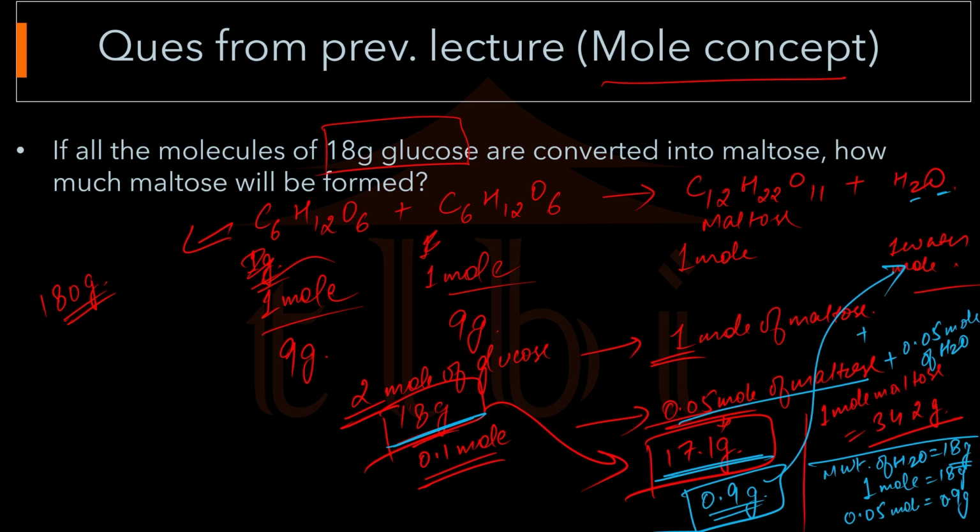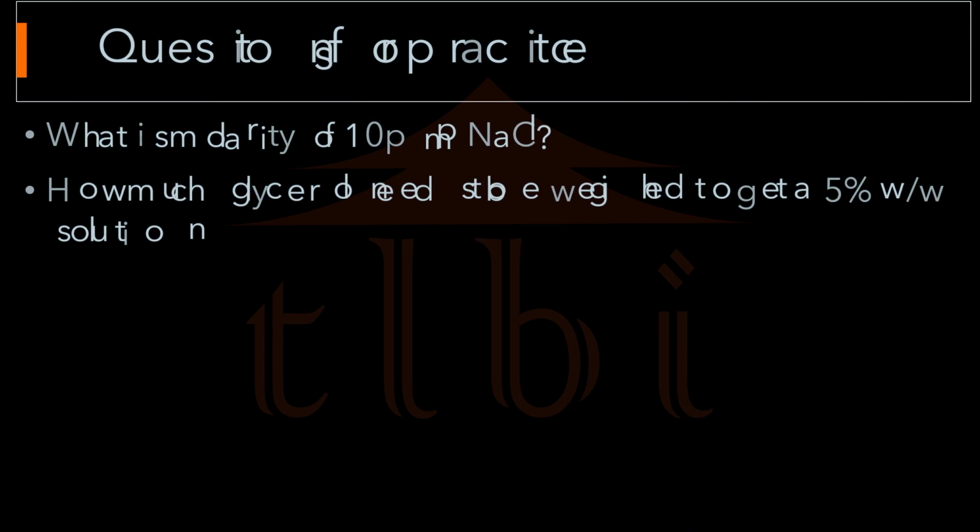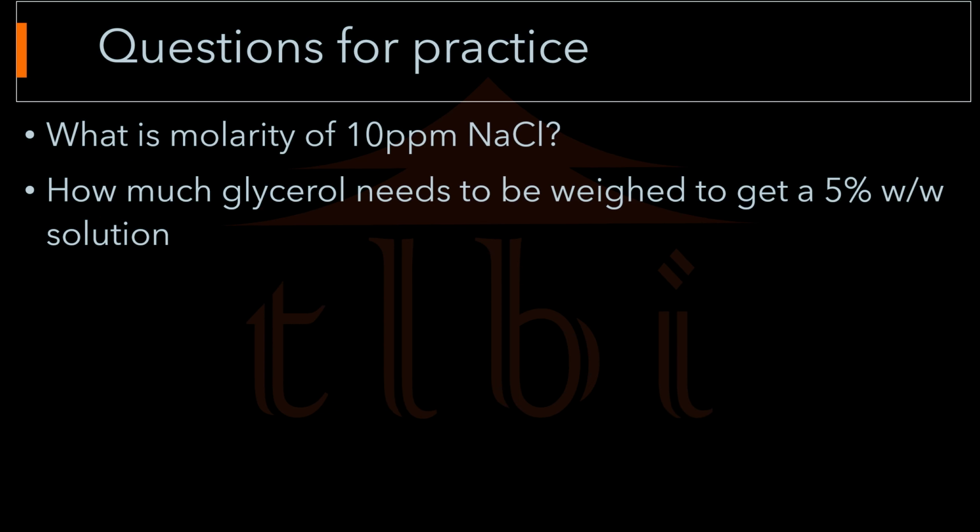I have some questions for you to practice. What is the molarity of 10 ppm NaCl? It's easy. You can use molecular weight, and we have covered the concepts. You can easily calculate. This is obviously an easy one. How much glycerol needs to be weighed to get a 5% weight by weight solution? So this is a good one. You can try this to gain confidence, and then you try the other one.